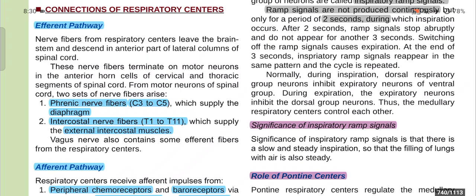The phrenic nerve fibers supply the diaphragm and their source is C3 to C5, and the intercostal nerve fibers, T1 to T11, supply the external intercostal muscles. The vagus nerve also contains some efferent fibers from the respiratory centers.